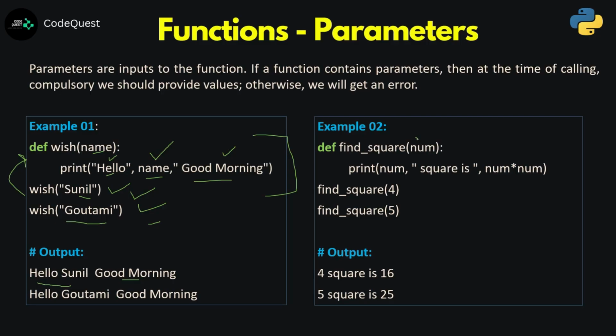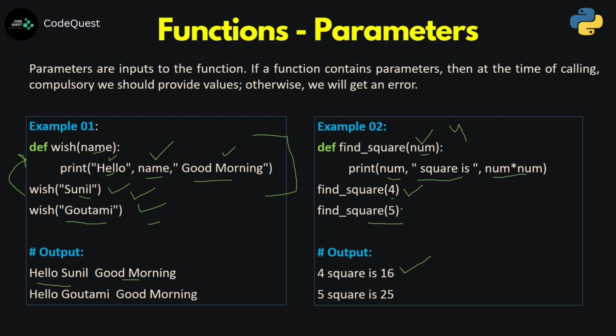Here also I have one parameter. Now I'm calling this function here by passing a value 4. So the num value becomes 4, and this block is going to print num, that is 4, this is a message once again, and 4 into 4, that is 16. So I'll get an output like 4 square is 16 because of this call.